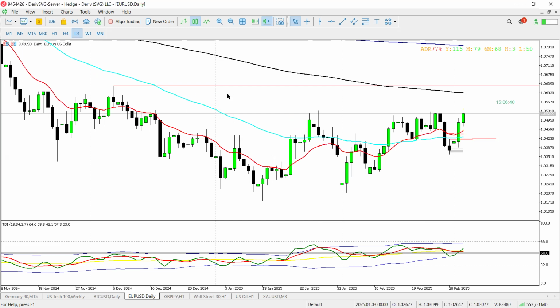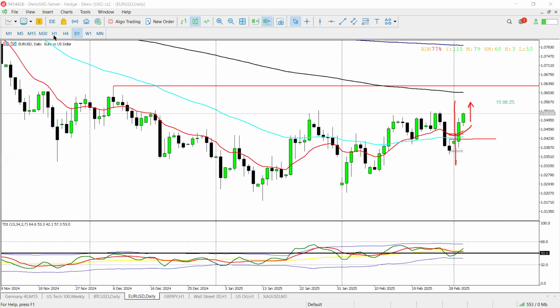So first things first, we always want to check our daily time frame to check the bias. The month just started. We are trading above the 13 EMA. So already off the bat, we had a bullish bias coming from the daily time frame.